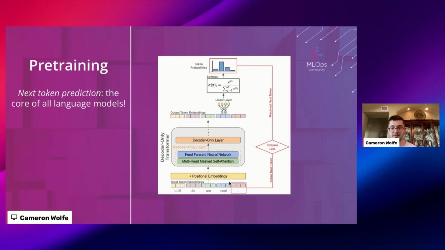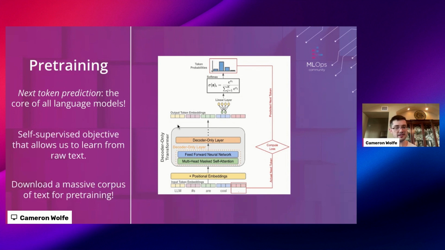In this case, what comes after it is just a period because this is a standalone sequence, but that's literally all that next token prediction is. We're taking some text as input and trying to predict what comes next. And the cool thing is that this is a self-supervised objective, meaning that we can just download tons of raw text from the internet and the label that we're trying to predict is already present in the text. It's just what word comes next, right?